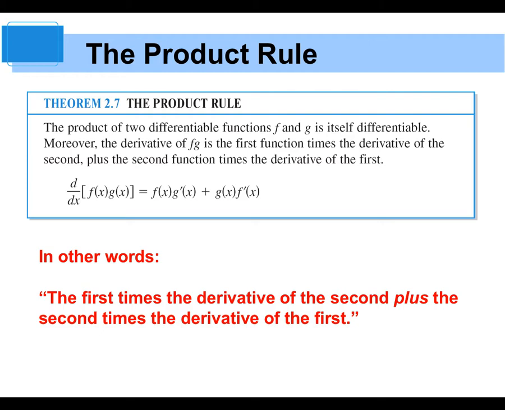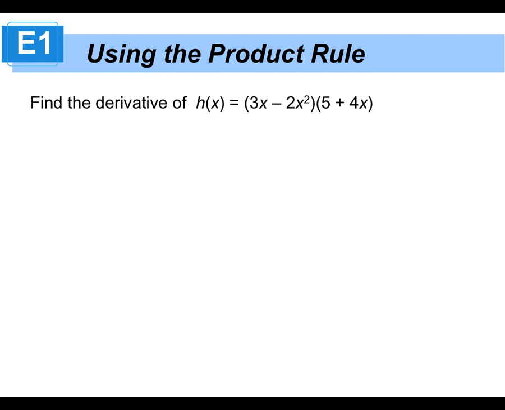Okay. You good? Okay, so try that one. Now I realize, depending on what you want to do, for instance, if you forget the product rule, you could multiply that bad boy out. But the product rule will work a lot easier. So go ahead and give it a shot. For our purposes, f of x would be 3x minus 2x squared, and g of x would be 5 plus 4x.